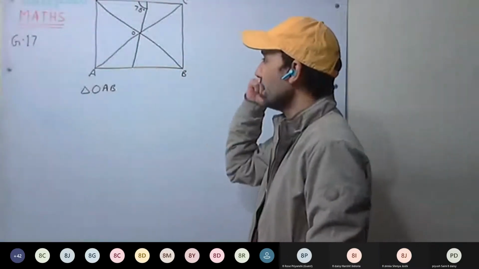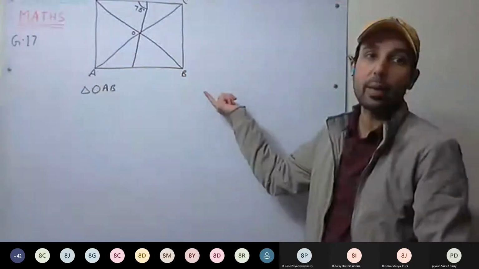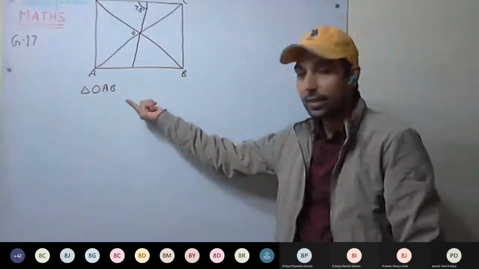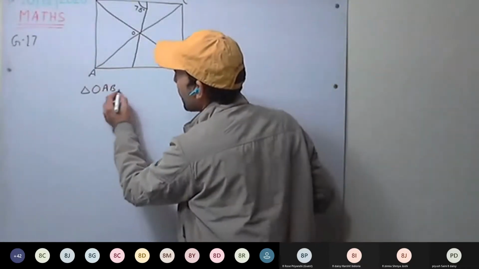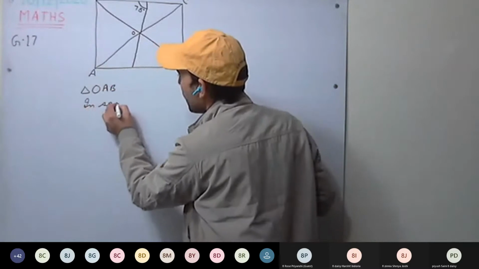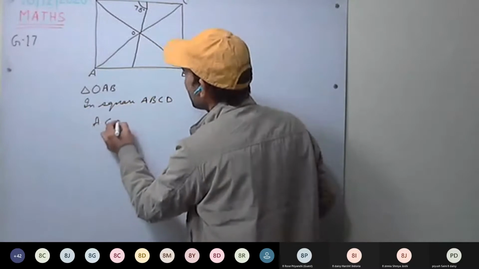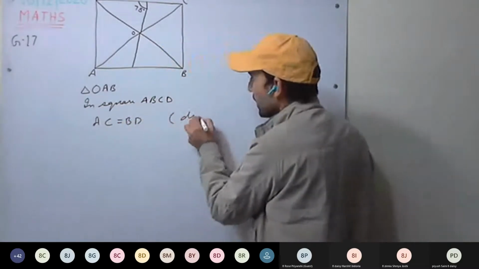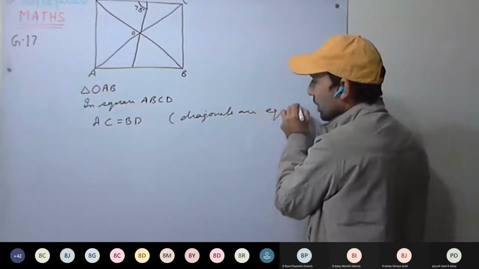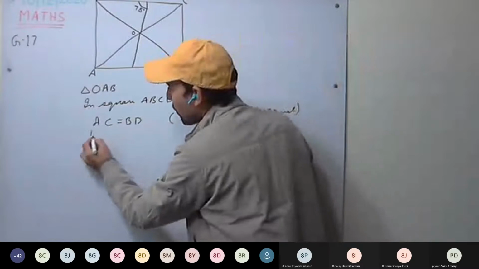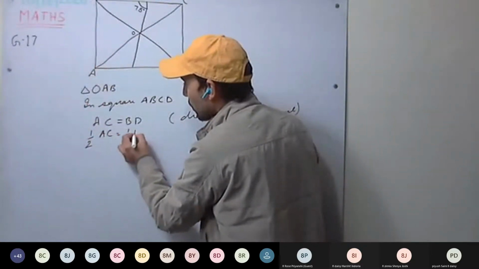Okay? So how we can see? See here, what is this? ABCD is a square. In a square, the diagonals are equal and they bisect each other. So in square ABCD, diagonals are equal, so what we write? AC equal to BD, because diagonals are equal. Okay. Now, half of AC, and diagonals bisect each other, half of BD.